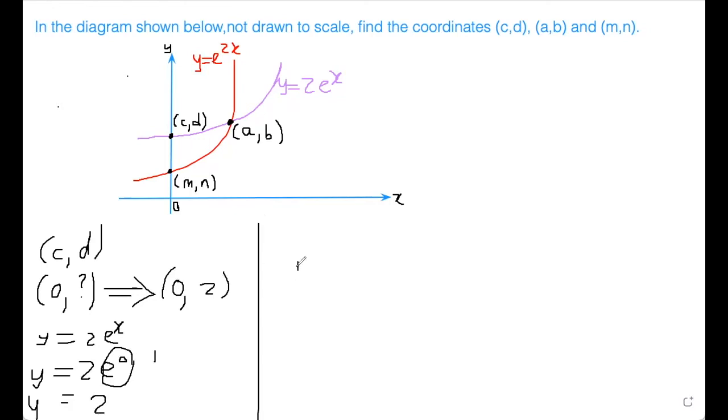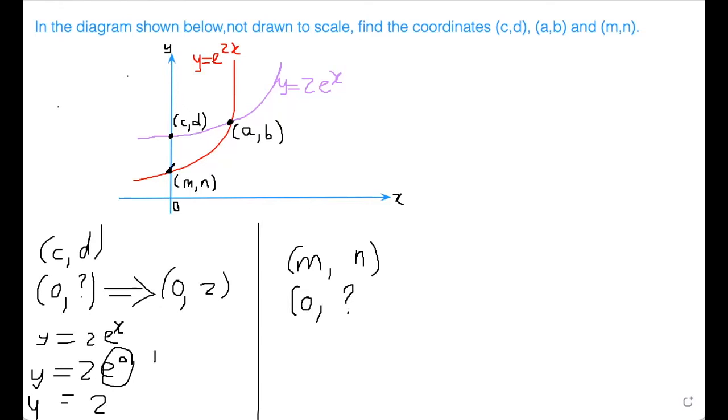Now we're going to look at MN. For MN, once again, it lies on the red curve, which is the exponential curve y equals e to the 2x. And looking at this, it cuts the y-axis. Anywhere on the y-axis that a line or curve cuts, x is 0. So we already know that m is 0 here because m is in the x position. So the only thing we have to find out is what is n.